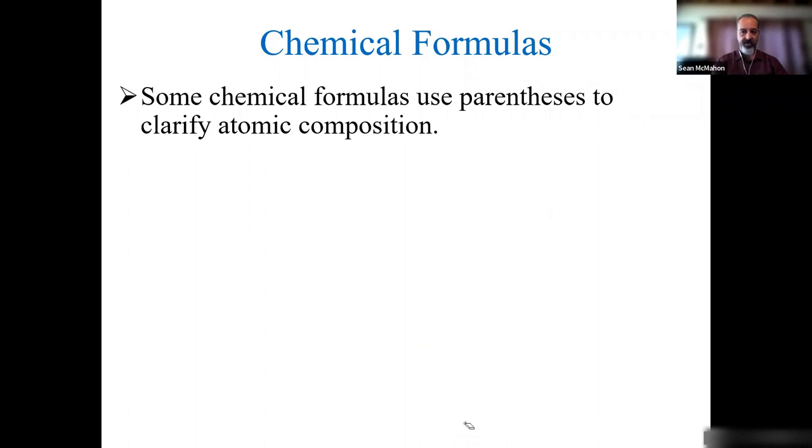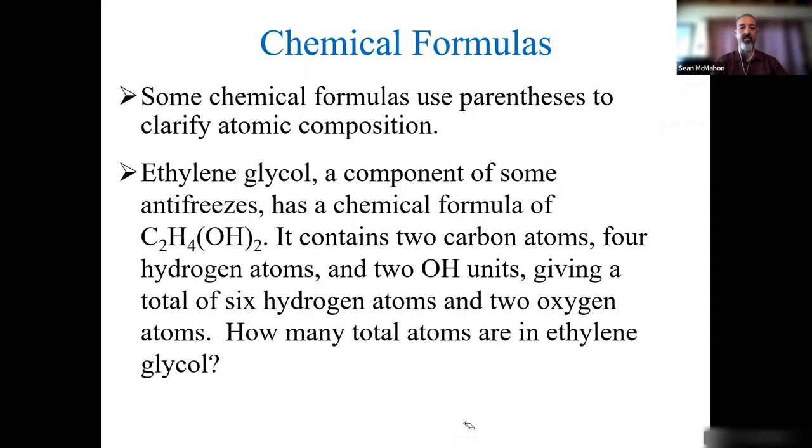Sometimes, and you'll see this, we'll have to use parentheses to emphasize the structure. So one example is antifreeze or ethylene glycol. It basically has 2 alcohol groups. An alcohol group is an OH unit. So what they do to show that these are actually 2 alcohol groups is they put the 2 alcohol groups in parentheses as (OH) and then they use the subscript 2.